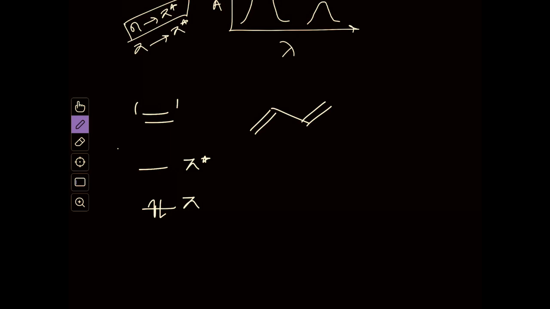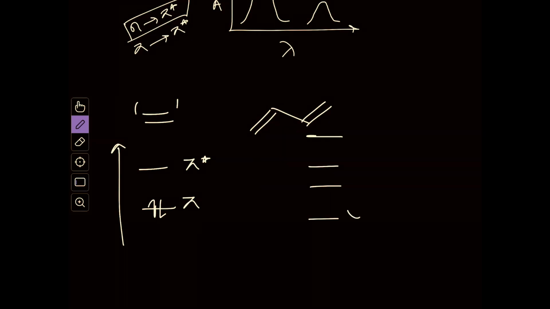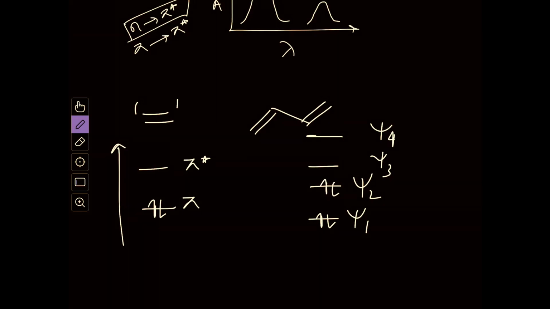But if you now look at the molecular orbitals, for butadiene you will have 4 molecular orbitals, namely ψ1, ψ2, ψ3 and ψ4, and the transition will occur from ψ2 to ψ3, from HOMO to LUMO. In this case ψ2 is the HOMO and ψ3 is the LUMO. You can see the energy gap decreases. So as you increase the conjugation, the energy gap between HOMO and LUMO decreases, and that's why the wavelength of the transition will shift to a higher lambda value.